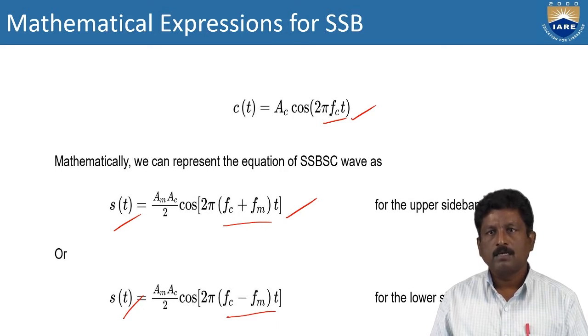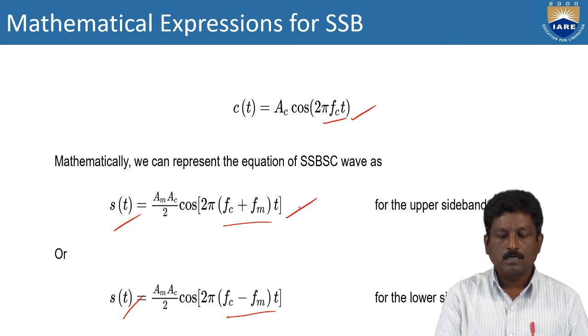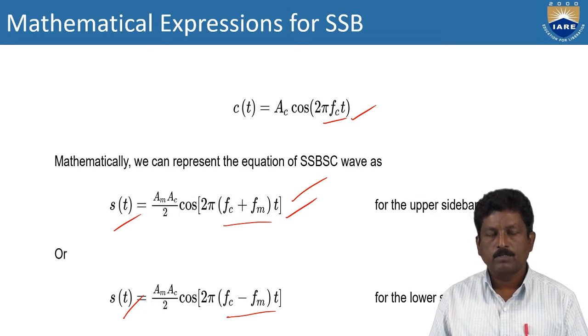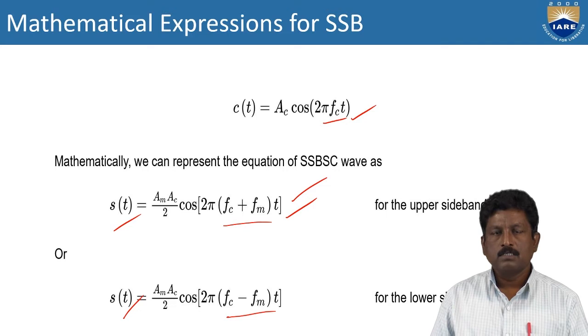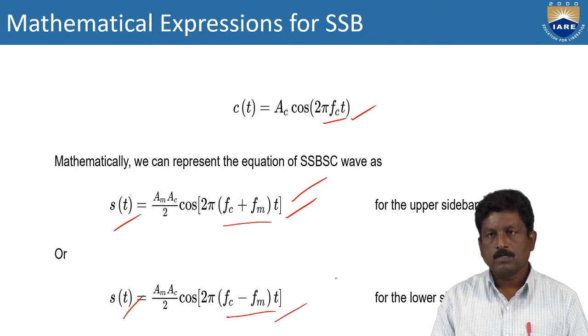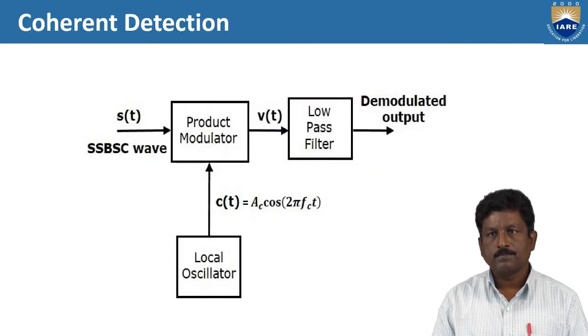You can have both the upper sideband as well as the lower sideband. Based on the requirement, we can have the modulation. Suppose you want to transmit the upper sideband, you can use the above equation, S of t equal to Am Ac by 2 cos 2 pi (fc plus fm) t. Similarly, if you want to transmit the lower sideband, you take the modulated wave S of t equal to Am Ac by 2 cos 2 pi (fc minus fm) t. That is the fc minus fm lower sideband. So you can transmit any one of the sidebands.